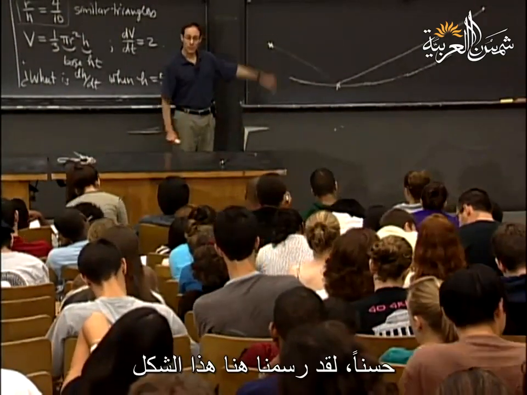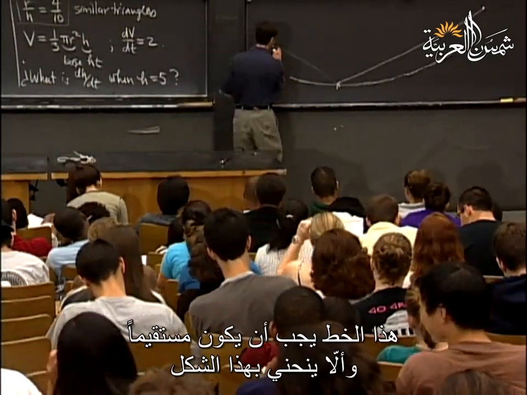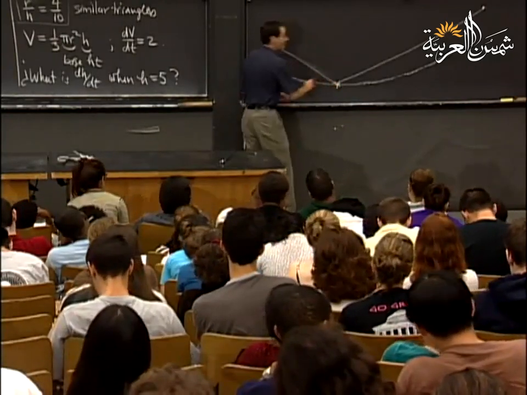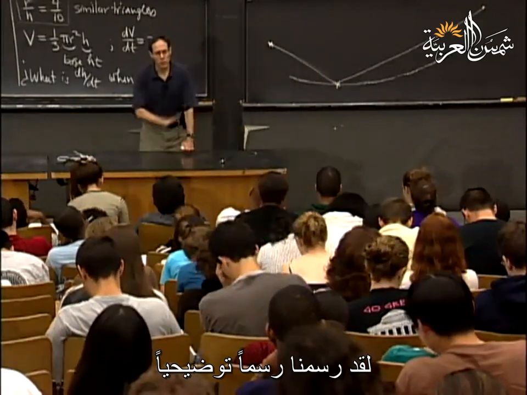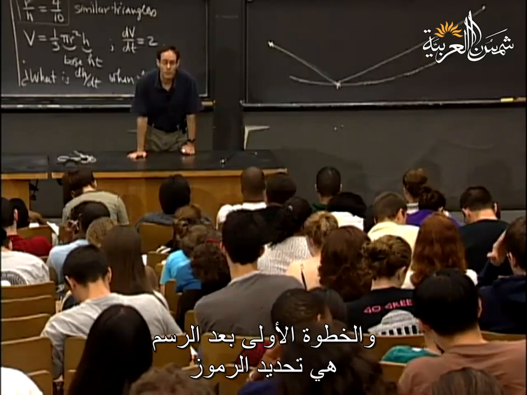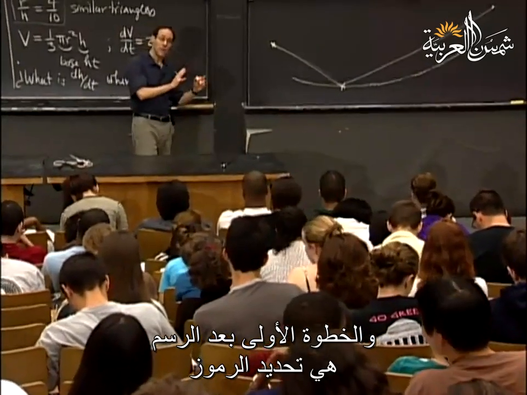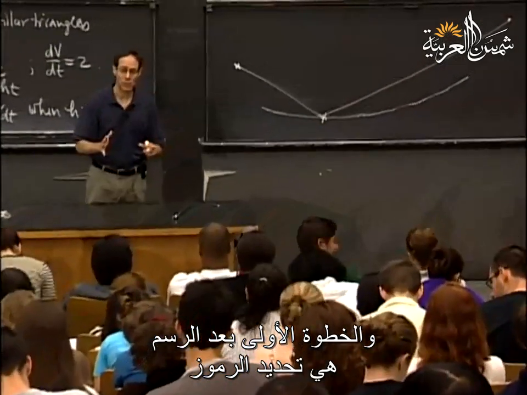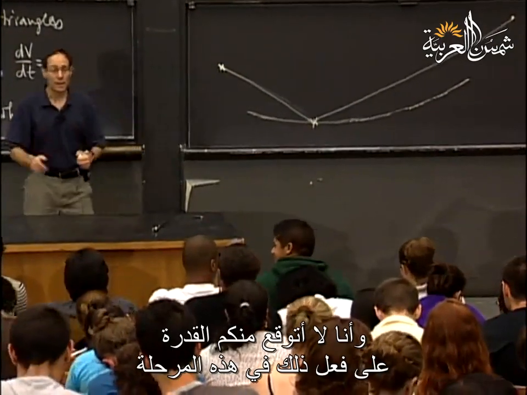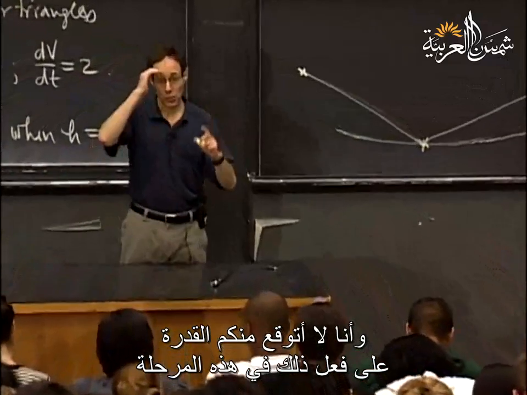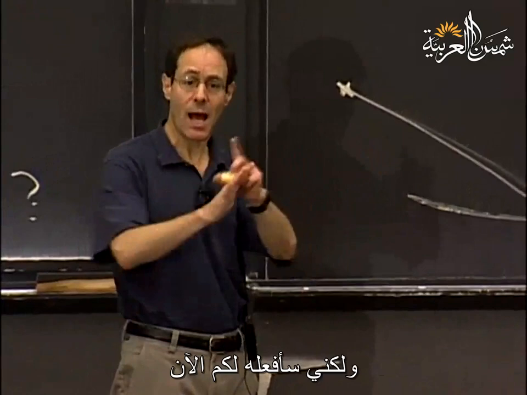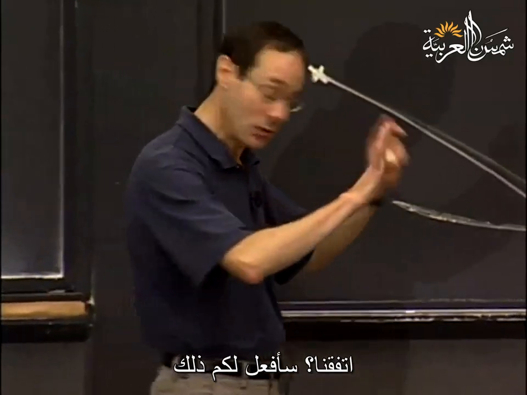All right? So we've got our shape here. This should be a straight line, maybe not quite as angled as that. All right? So now, we've already drawn the diagram, and we've more or less visualized what's going on here. But the first step after the diagram is to give letters, is to label things appropriately. And I do not expect you to be able to do this at this stage, because it requires a lot of experience, but I'm going to do it for you, all right? We're going to just do that.